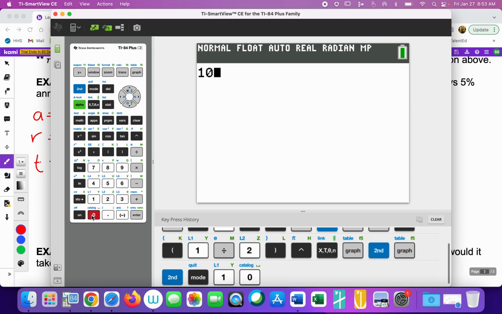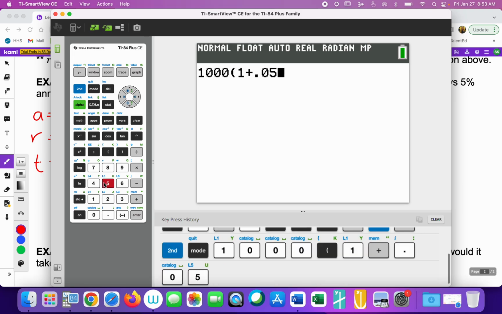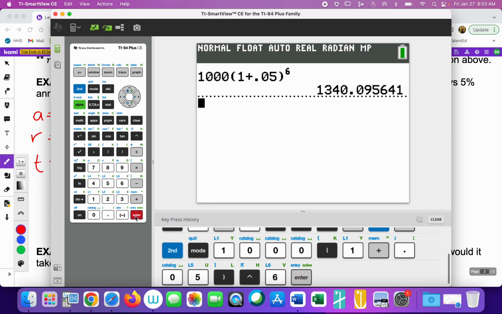So 1,000 times either 1 plus 0.05, or you can do 1.05 and combine them, raised to the power of 6. Okay, exactly how we set it up on our paper. Now where do you round money? The nearest cent. Okay, 2 decimal places. So that would be what? 1,340 and 10 cents.